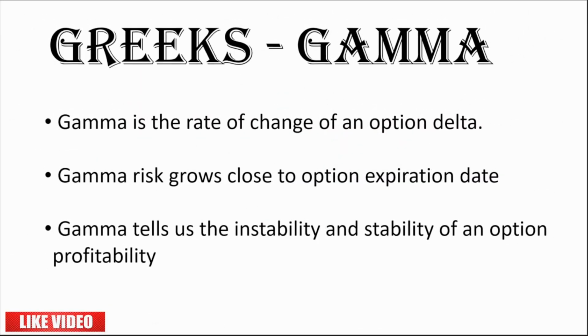To finish with the Greek gamma, we just need to remember that gamma is the rate of change of an option's delta. Gamma risk grows close to option expiration date, and gamma tells us the instability and stability of an option's profitability.